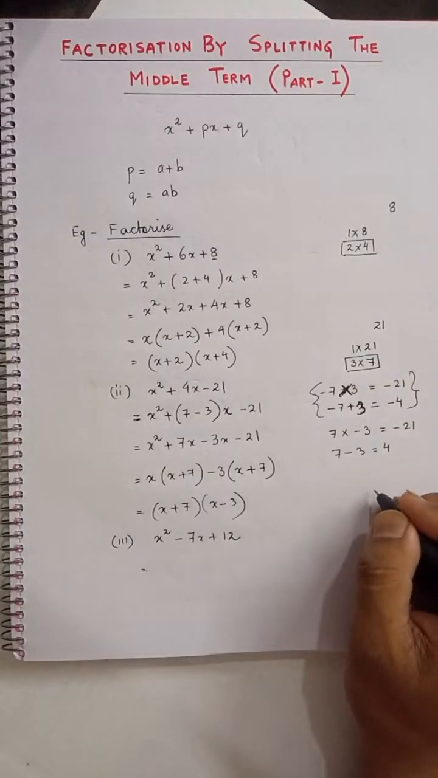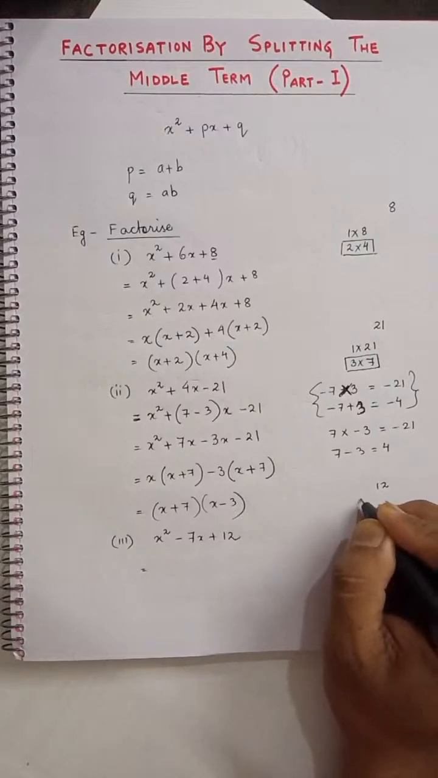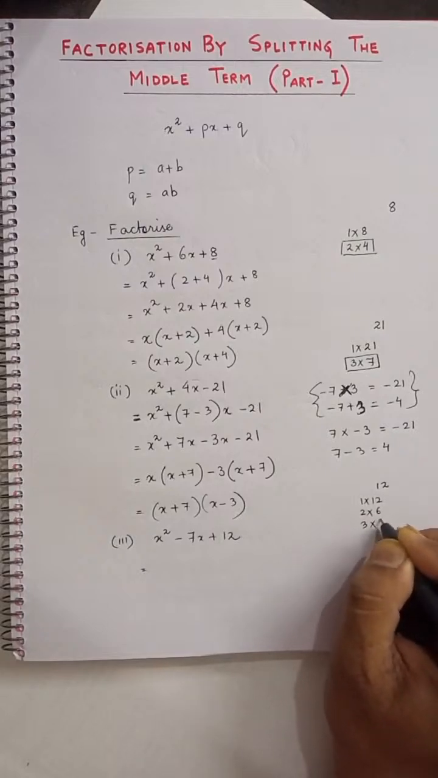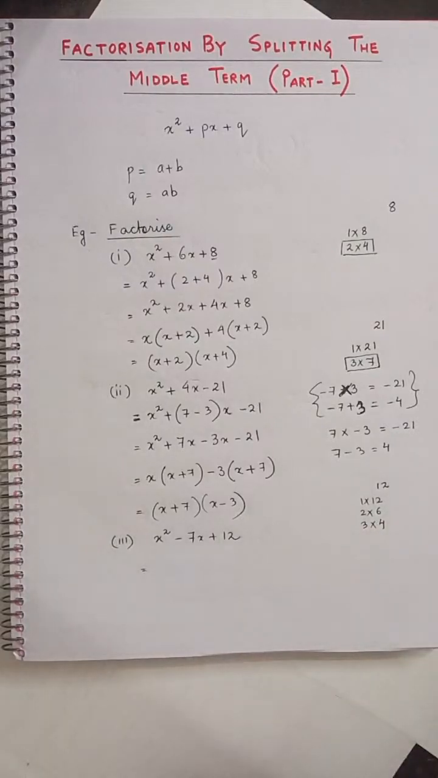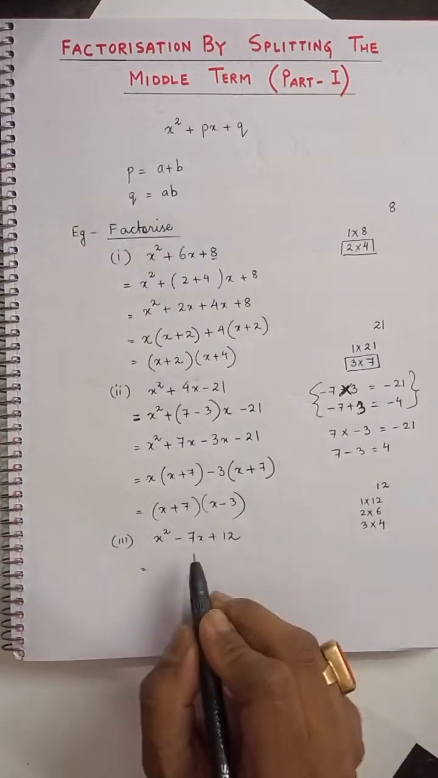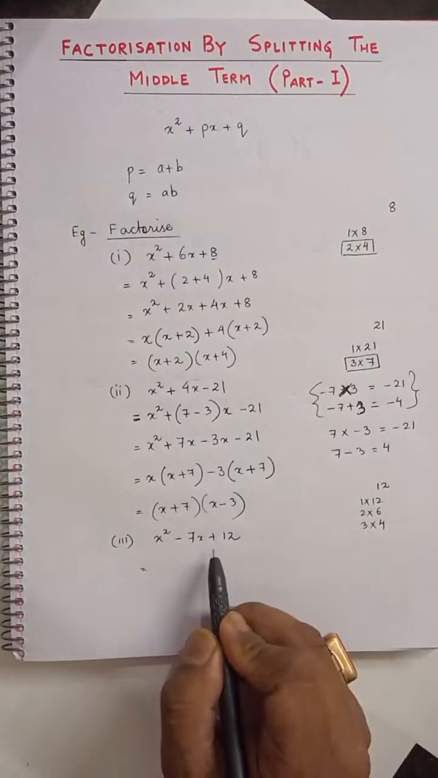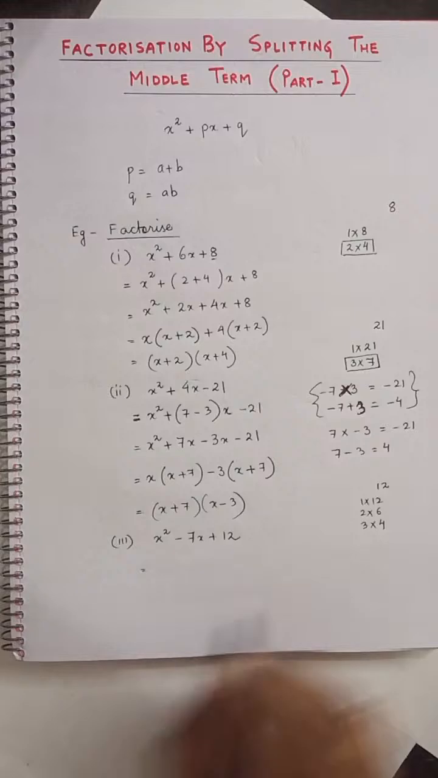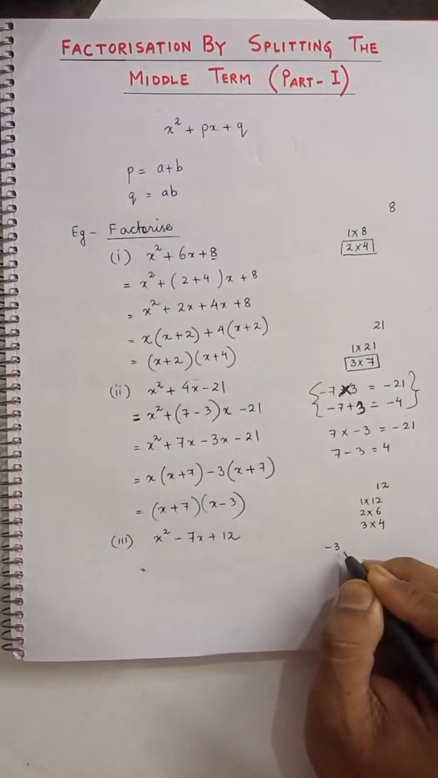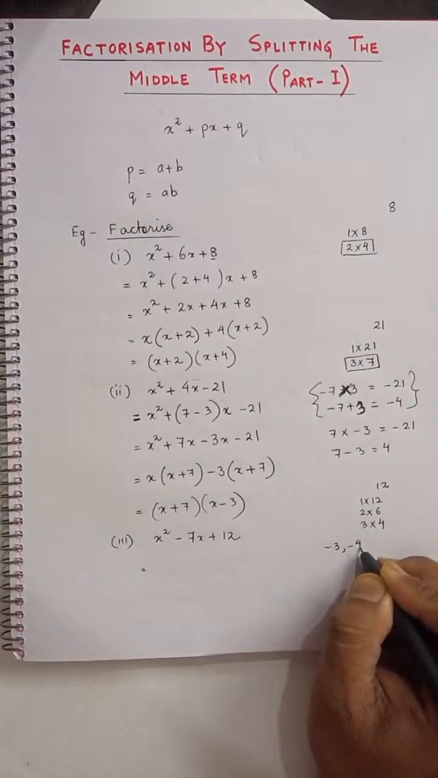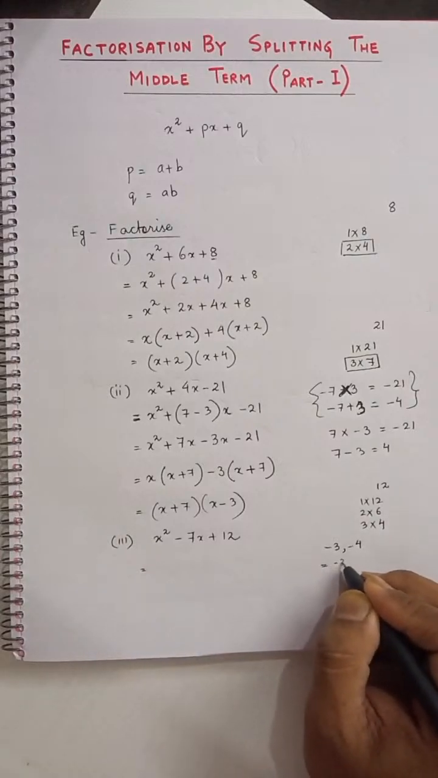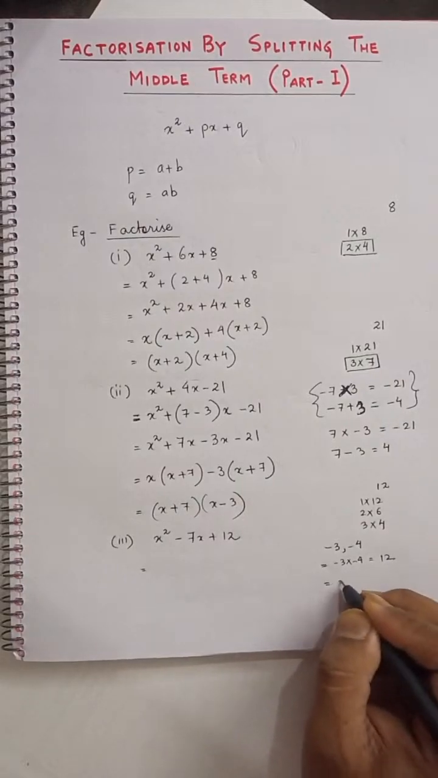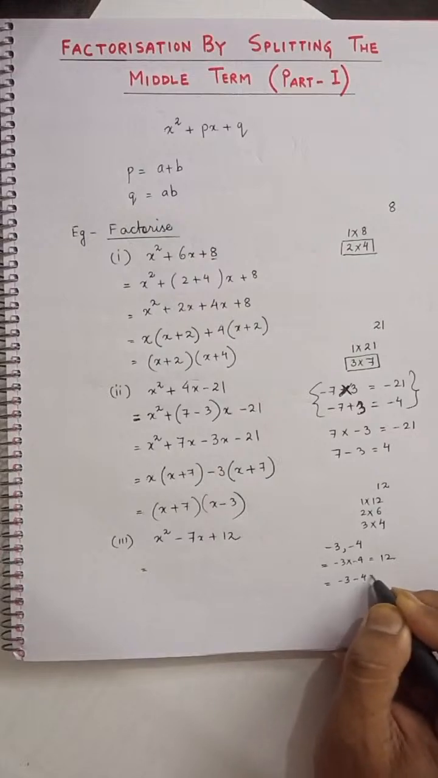So 12 can be obtained by 1 into 12 or 2 into 6 or 3 into 4. Okay, so we need minus 7. That means the product has to be positive 12 and the sum has to be minus 7. So we will take both the terms negative, minus 4 and minus 3. So minus 3 and minus 4 when multiplied will give us 12, and when added will give minus 7.